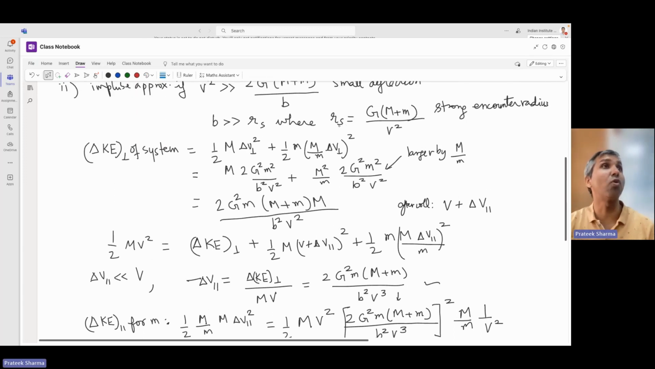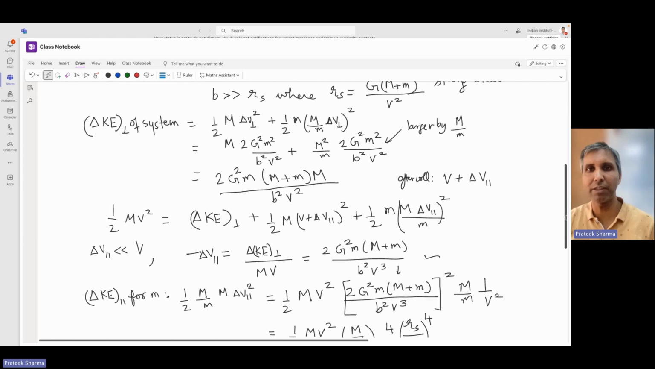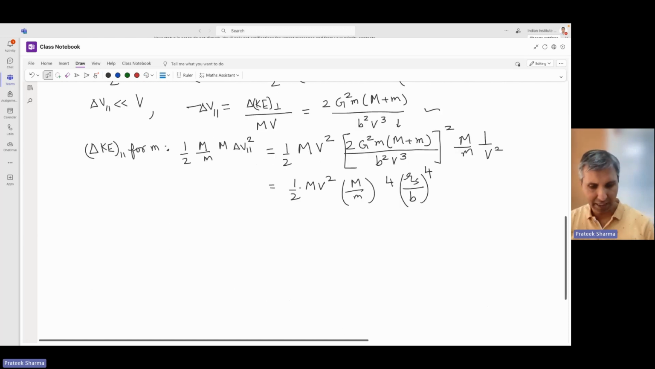The radius of strong impact parameter corresponding to strong interaction. So when the impact parameter is smaller than this value, then the deflection is large. If your impact parameter is more, then it's a tiny deflection. So if we express things in terms of that, this is what we get.